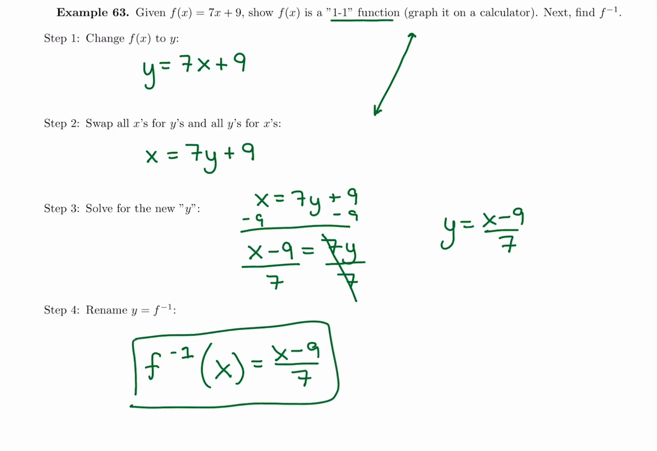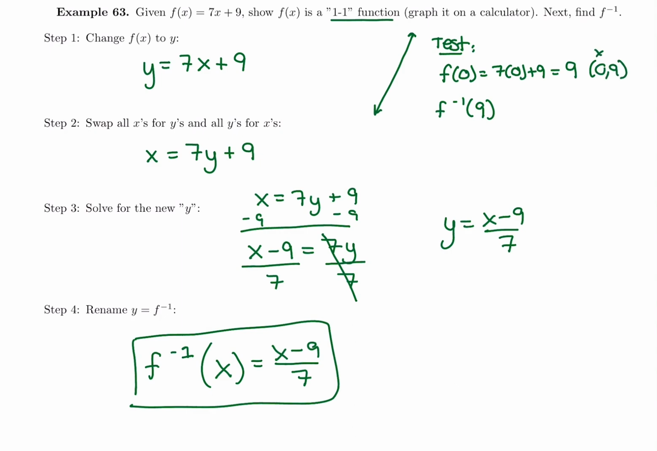Some things we could check to make sure that it really is an opposite or an inverse is we could plug in x and get out a y, and we should have opposite x's and y's, right? They should be swapped. So let's test maybe a point. What is f of 0? Into the original function, we would have 7 times 0 plus 9, which gives us 9. And now plugging into the inverse, if I plug in 9, I should get 0. So we have the point 0, 9 in the original function should be 9, 0 in the other function if we swap x and y.